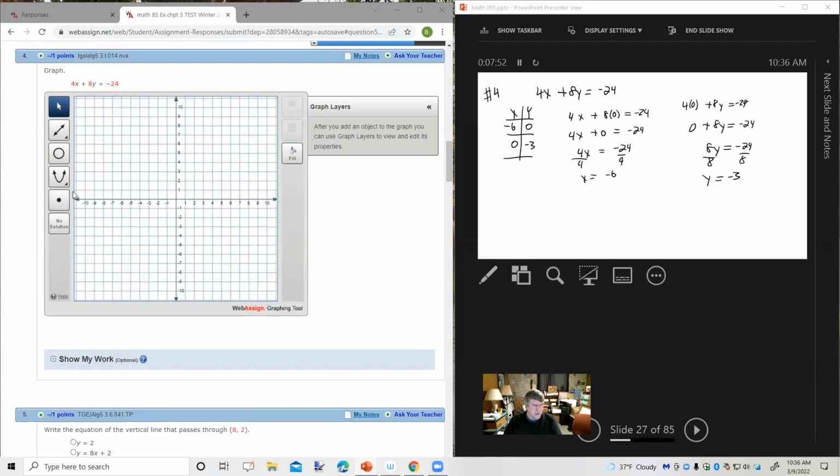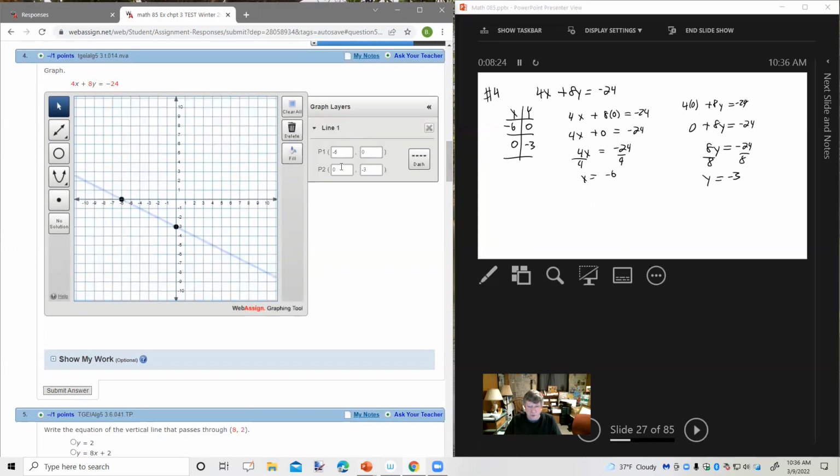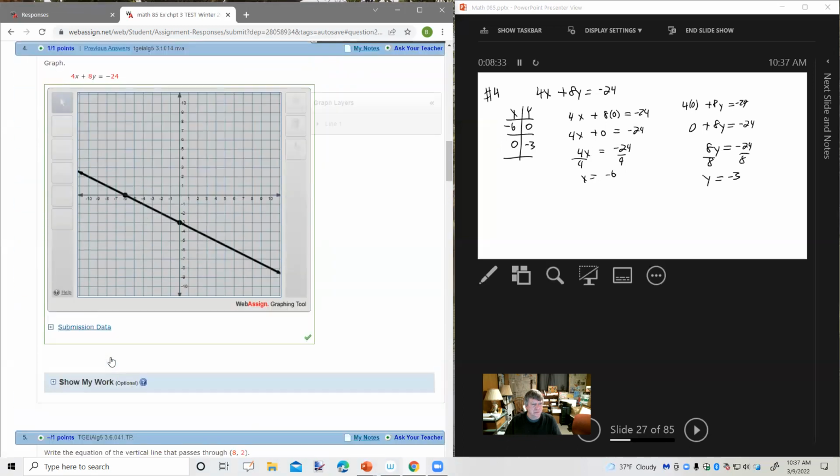Okay, now, what am I graphing? Am I graphing points? No. A parabola? No. A circle? No. I'm graphing a line. A line, not a ray or a line segment. So I need to click on this line until it turns blue. Then I'm going to plot just these two ordered pairs. My scale is each square is 1 unit. (-6, 0) is right there. (0, -3) is right there. And there's my line. I'm going to come over here and verify that my ordered pairs are correct. And they are. So we should be good to go.